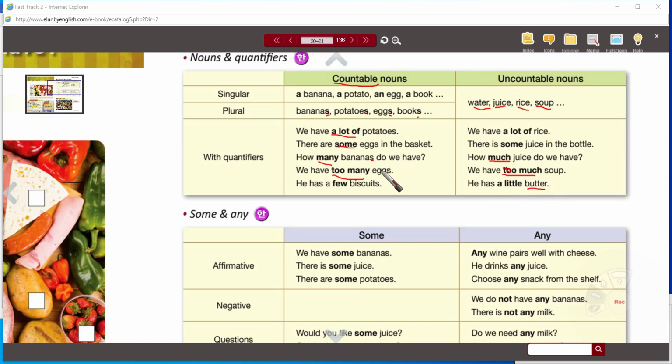The same rules apply for countable and non-countable or uncountable nouns. If the amount is small, again, if it's a countable noun, few indicates a number. If it's a non-count noun or an uncountable noun, a little. I have a small amount of butter. I have a little butter. I have a bit of butter.